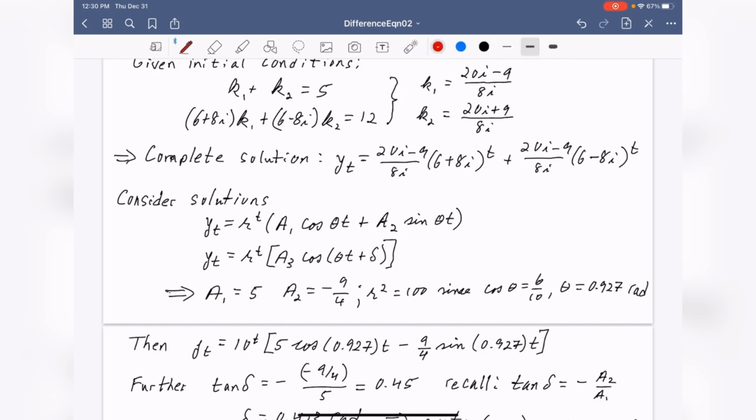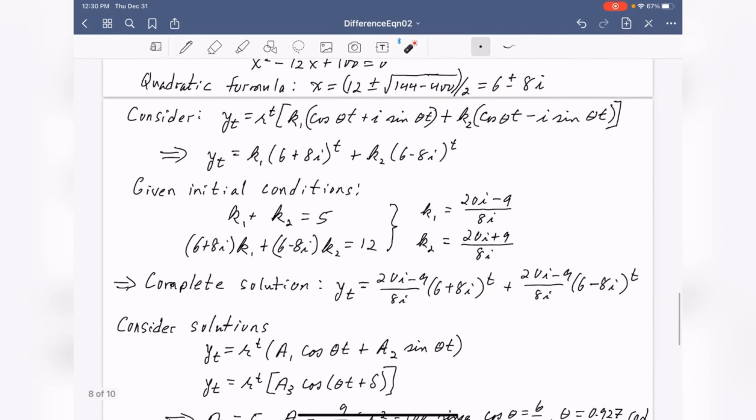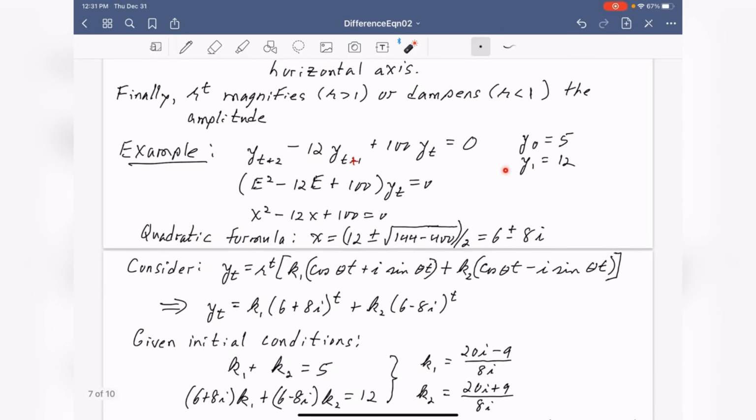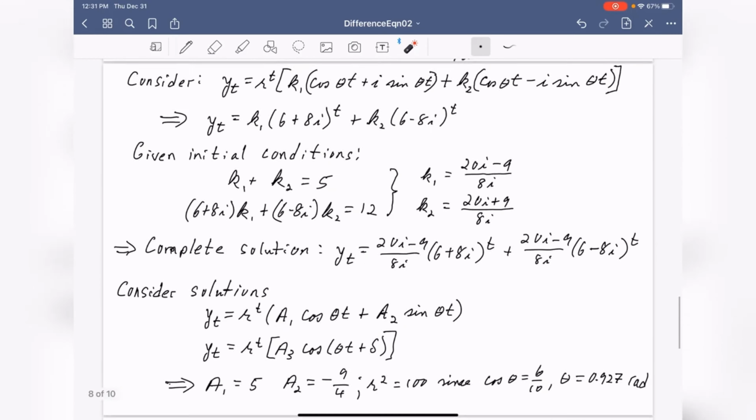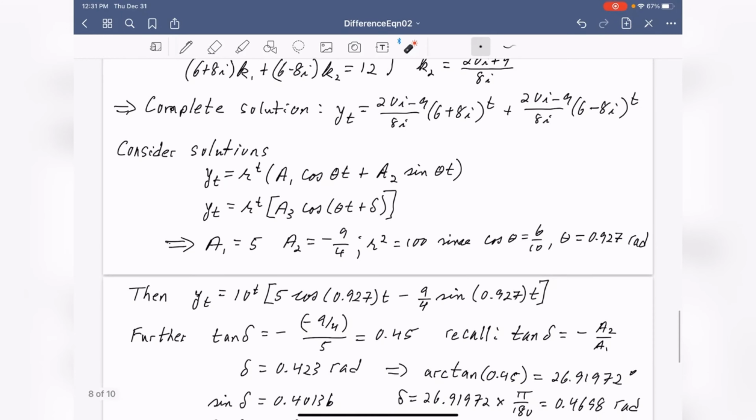So now what we get is that y(t) is equal to 10 to the t multiplied by (5 cos 0.927t minus 9/4 sine 0.927t). And where do some of those come from? Well, they come from these initial conditions. So then y(t) is 10 to the power t, (5 cos 0.927t minus 9/4 sine 0.927t), and also multiplied by t.